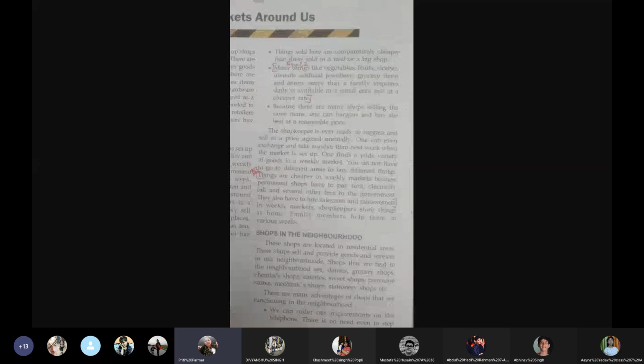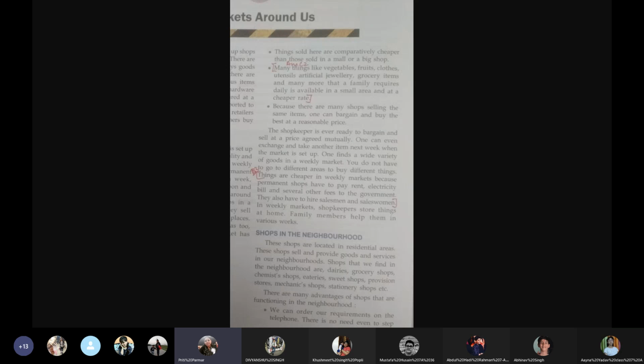Things sold here are comparatively cheaper than those sold in a mall or a big shop. So obviously these harts, or these small weekly markets, the things which are sold here are comparatively very cheap than what you get in a mall or maybe in Spencers or Big Bazaar, etc. Then, second, many things like vegetables, fruits, clothes, utensils, artificial jewelry, grocery items, and many more that a family requires daily is available in a small area at a cheaper rate.